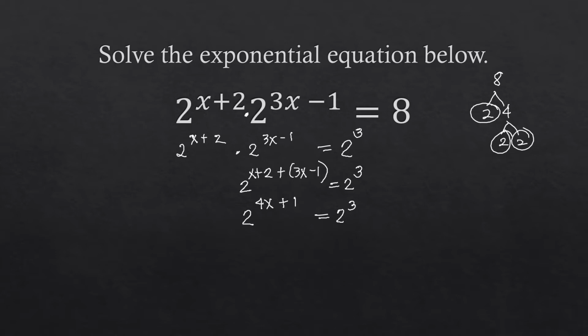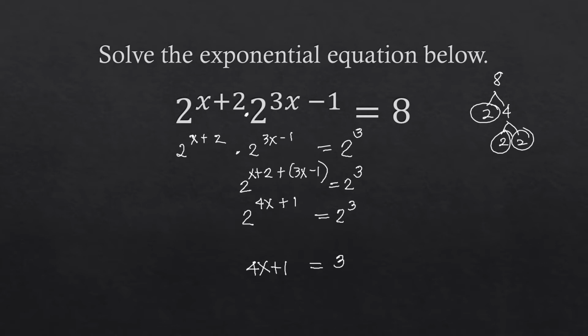Now, since we have single bases on the left side and right side, and they are the same, all we have to do is get our exponents on the left side and right side and put that into an equation. Because under the property of exponential equations, if the bases are the same, automatically your exponents are also the same, and vice versa. So that would simply mean that we have 4x plus 1 equal to our right side exponent, which is 3.